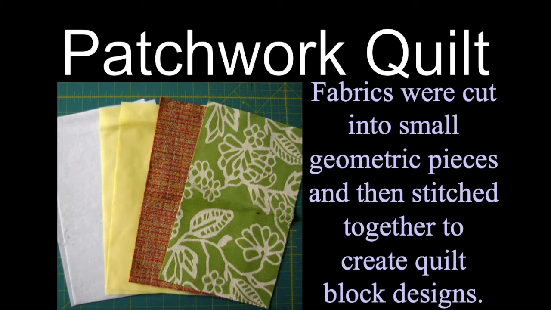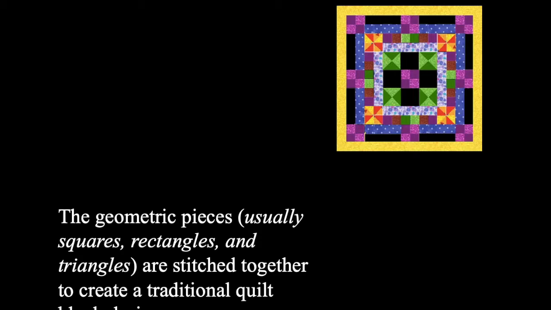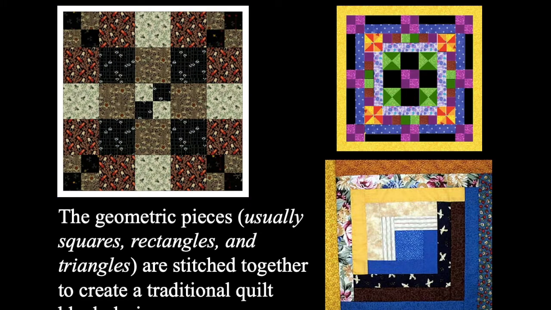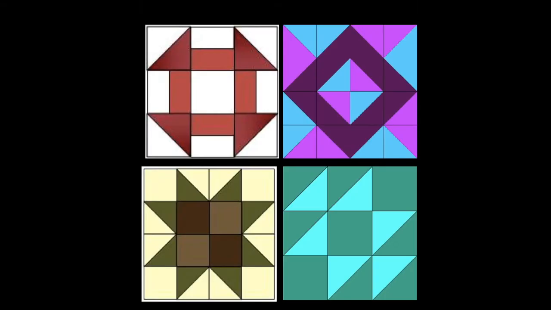Your project dealing with early American culture is I'd love for you to make a geometric quilt block design. The pilgrims would use fabrics and cut them up into small pieces of geometric shapes like triangles, squares, and rectangles to create their quilt block design. These are just some of the examples that have been around for a while. The geometric pieces, usually squares, triangles, and rectangles, are stitched together to create a traditional quilt block design, like these.